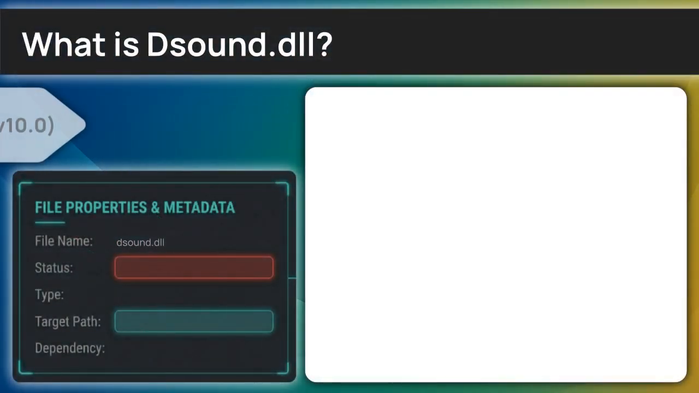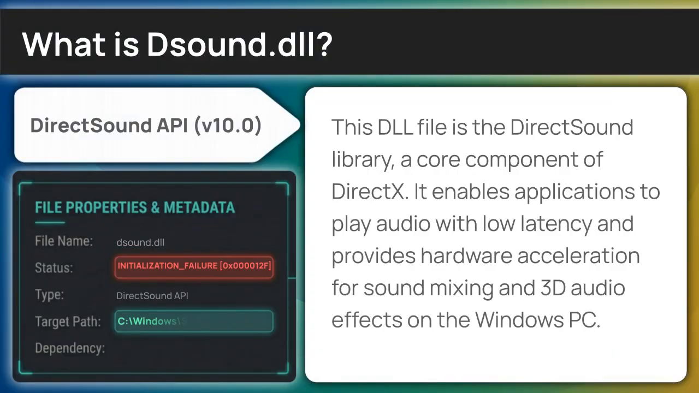This DLL file is the DirectSound library, a core component of DirectX. It enables applications to play audio with low latency and provides hardware acceleration for sound mixing and 3D audio effects on the Windows PC. Let's get to work.